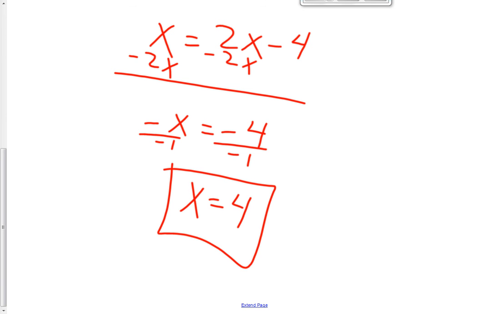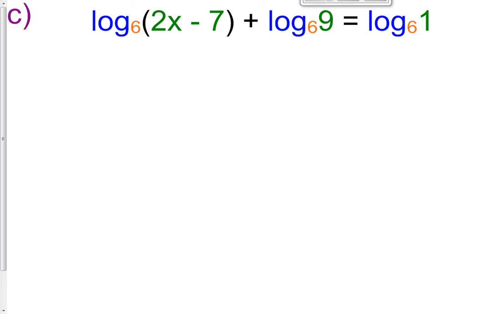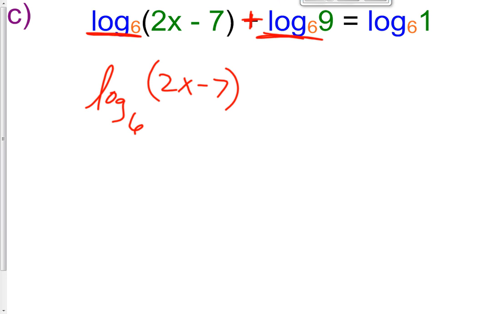Let's take a look at letter C. Notice how there's a difference. Now we see a plus sign, right? So we still have log base 6 and log base 6. That's significant. We can combine these logs together. This time it's going to be using the product rule. When we see a plus sign, we can multiply. So it's the log base 6 of 2x minus 7 multiplied by 9. That equals the log base 6 of 1.